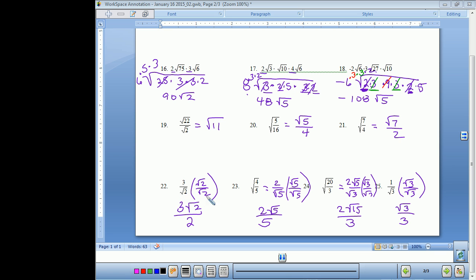But on 22, we have to start multiplying the numerator and denominator by that radical that's in the denominator.